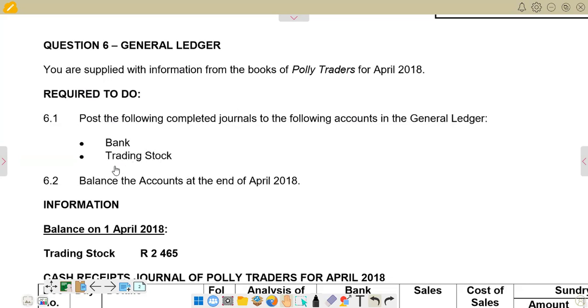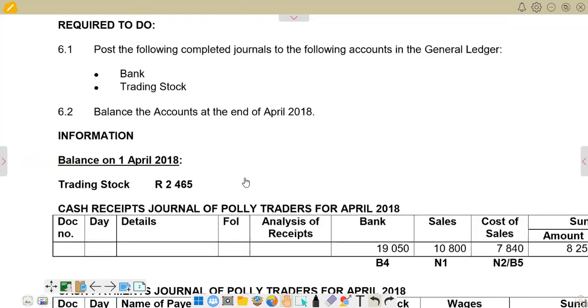We've got the bank, and then we've got the trading stock accounts. So these are the two that we're going to prepare. Then 6.2 reads, balance the accounts at the end of April 2018. So we are going to go through the question and open these ledger accounts, and then we need to balance them off at the end. So we are given this information that we have here.